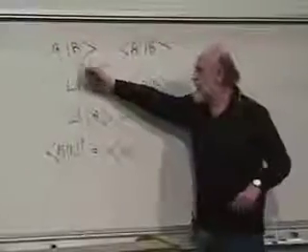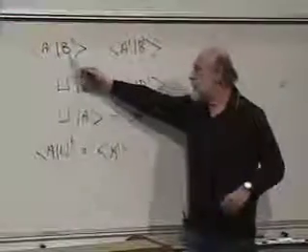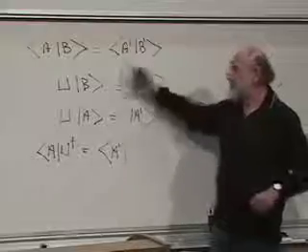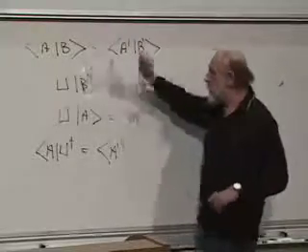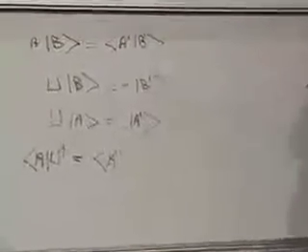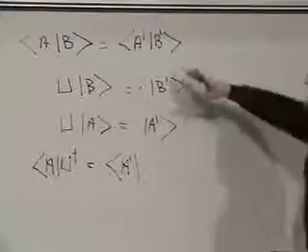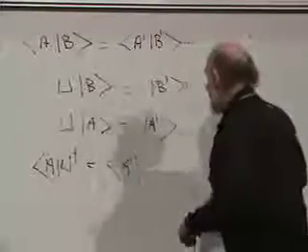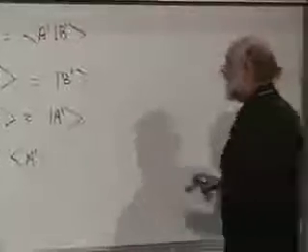It hits A and gives A prime. It hits B and gives B prime, but it doesn't disturb the relationship, meaning that the inner product of the outputs is the same as the inner product of the inputs. So what does that say? Let's just write it down.